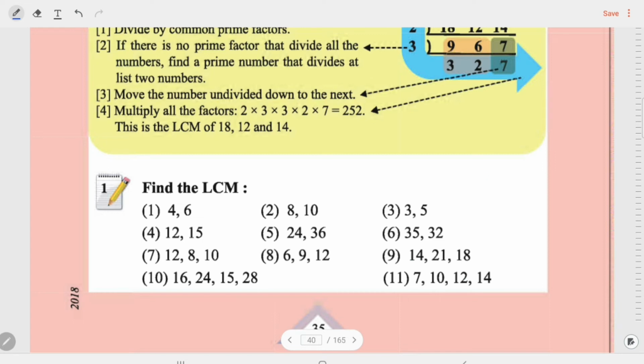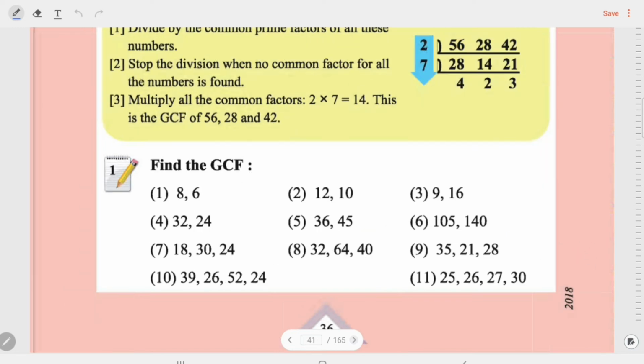Let me do it for 8, 24 and 36. 2 12s are 24, 2 18s are 36, 2 6s are 12, 2 9s are 18. Again 3 2s are 6, 3 3s are 9. So 2 into 2 into 2 into 3 into 3, that is 8 into 9. How much? 72. So here the answer is 72. That's it.